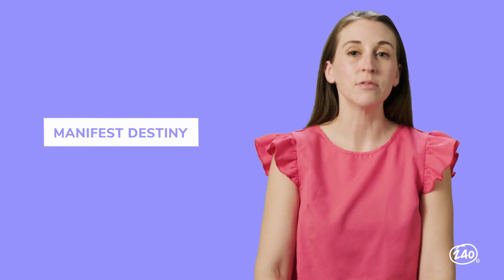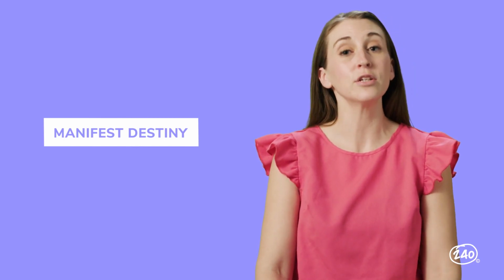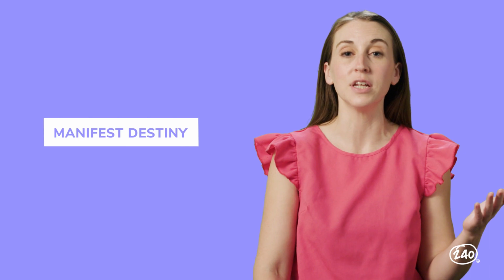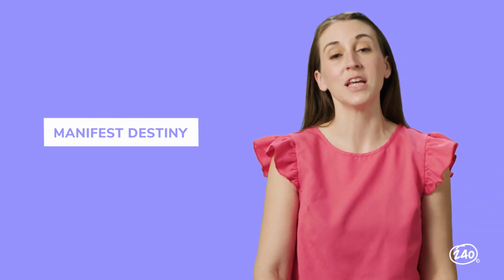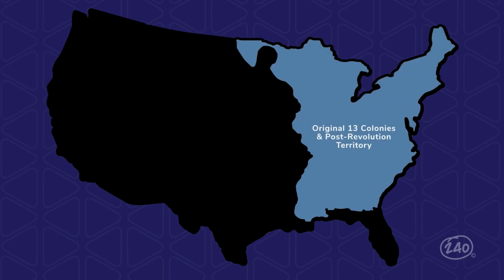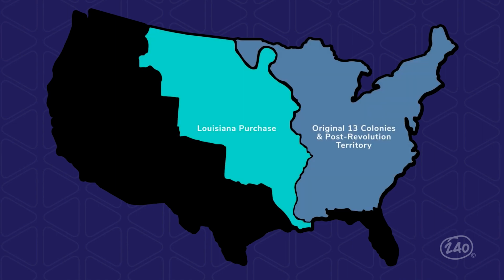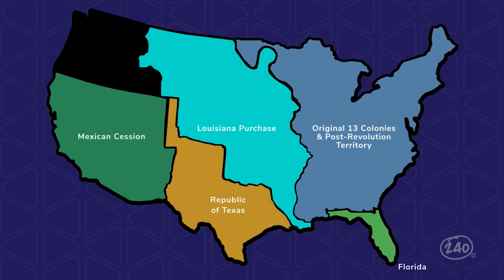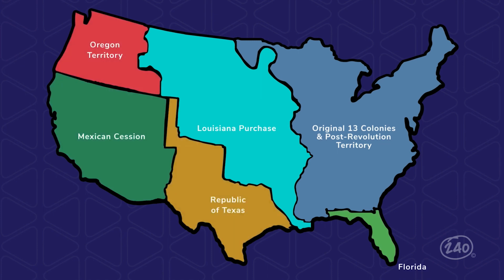This is the idea that it was the United States' destiny to stretch from the Atlantic to the Pacific Ocean, and it fueled Western expansion in the 19th century. America was mostly created from 4 major acquisitions: the original 13 colonies, the Louisiana Purchase, the fallout of the Mexican-American War, and the Oregon Territory. This new land led to increased economic growth in ranching, farming, and mining. And that, in a nutshell, is how America claimed a country from sea to shining sea.